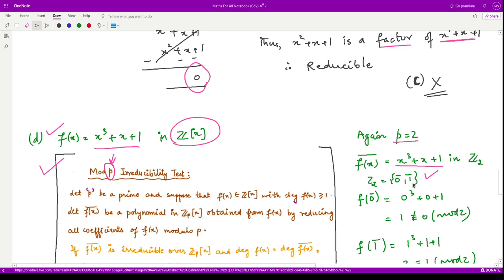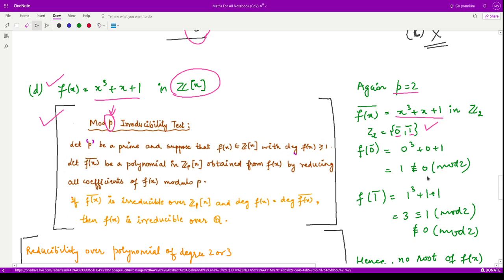The only elements are 0 and 1. So I'll check f of 0 and f of 1. Now from here, f of 0 is not equal to 0 mod 2. That means 0 is not a root. F of 1 is also not equal to 0 mod 2. Therefore, this is also not a root.